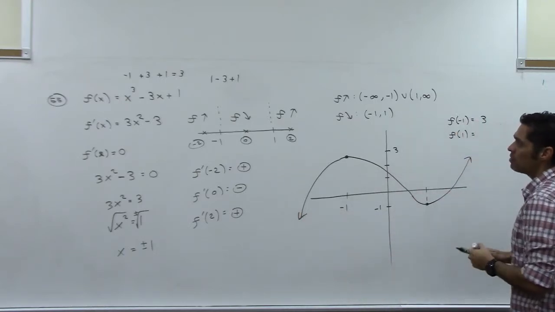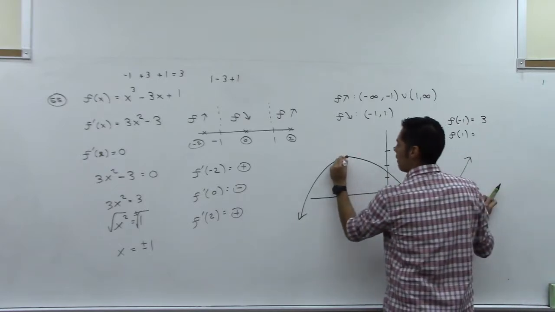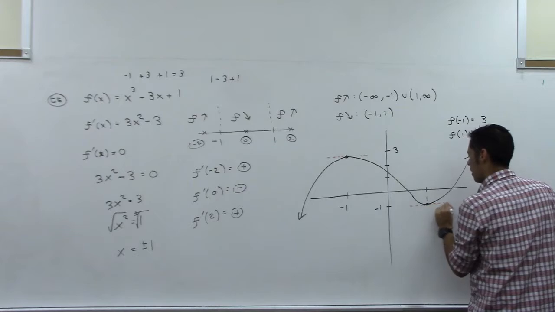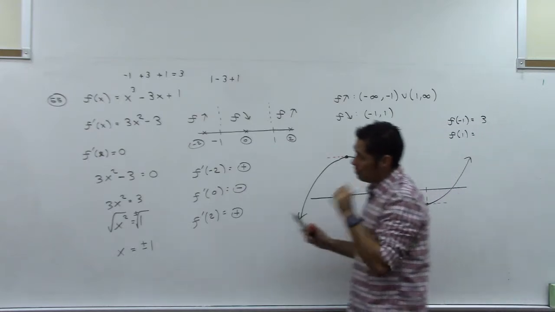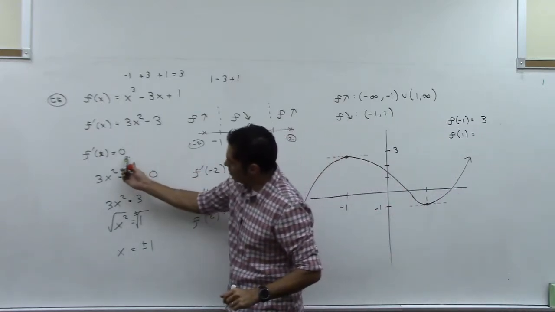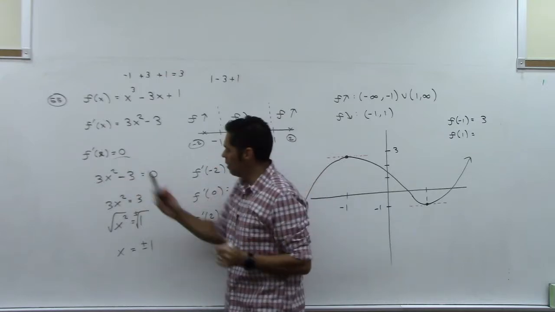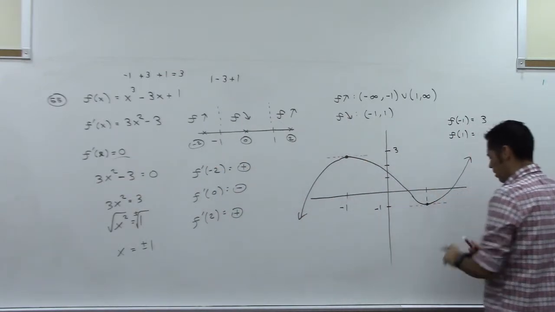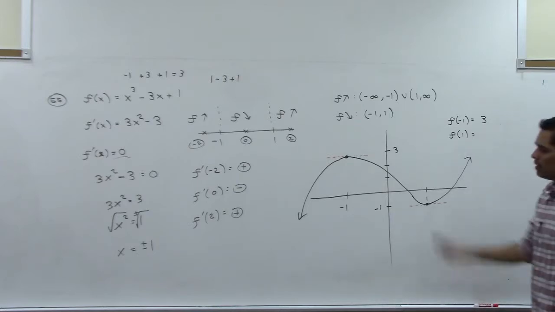And I have horizontal tangent lines here and here. And that corresponds to when we set my derivative equal to 0. 0 means 0 slope. So slope is 0, slope is 0. It happens at 1 and negative 1. There you go. That's what we're looking for.